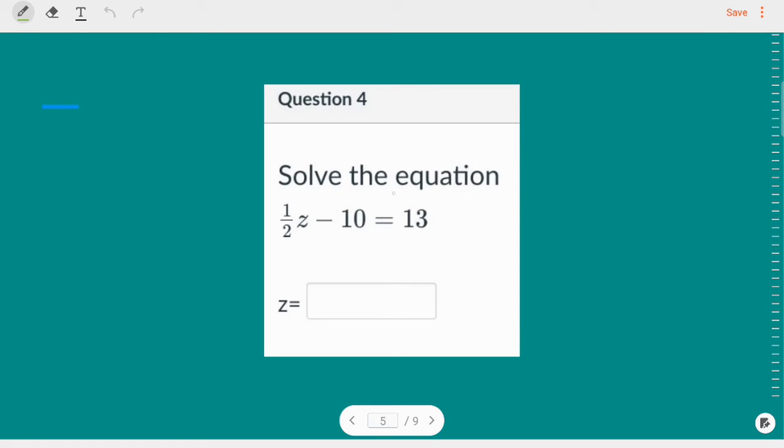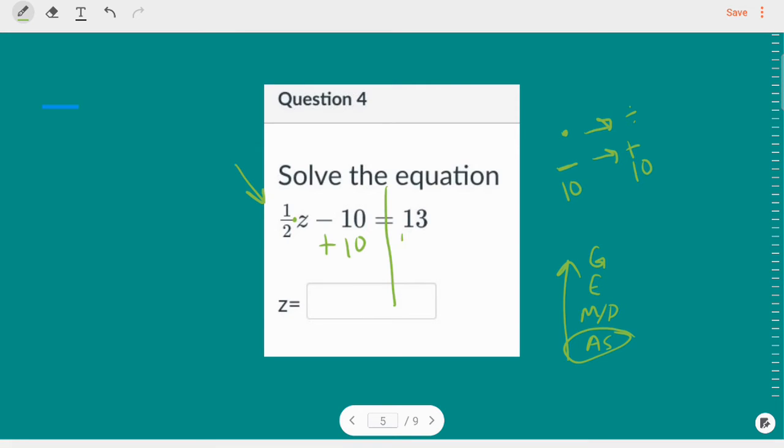Great, next problem, draw on my line. How am I going to go about solving this one? Identify where your variable is. Identify your operations. This is multiplication. And I also have subtraction. How am I going to undo it? I'm going to use division, and I'm going to use addition. Which do I do first? Remember order of operations backwards. Going backwards, starting with adding and subtracting. So I need to get rid of the minus 10, so I'm going to add 10 to both sides.